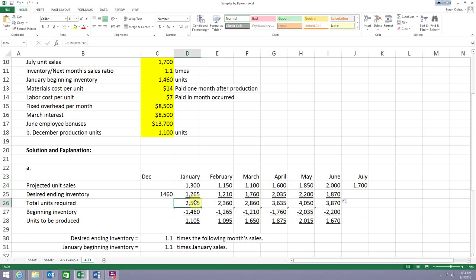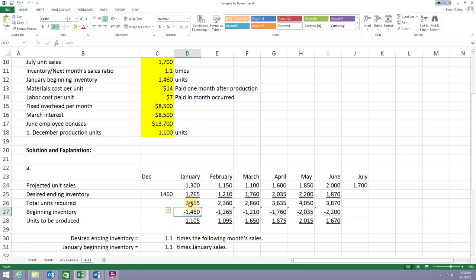So my total units required, what's that mean? Well, okay, this is what I'm projecting to sell, and this is what I need at the end of the month, right? Because I want that much inventory going into the next month. So my total units required are just this plus this, right? So again, I can hit this plus this.